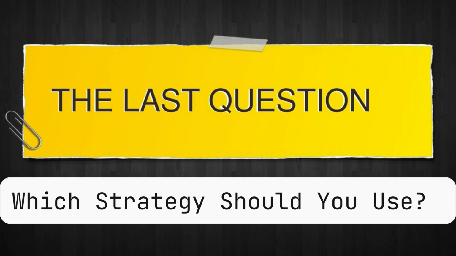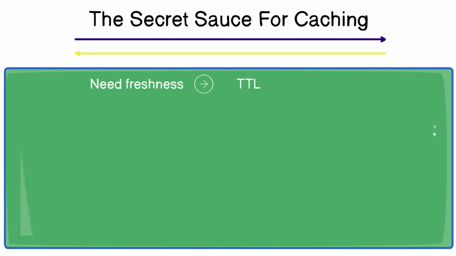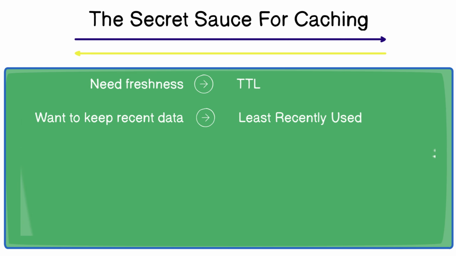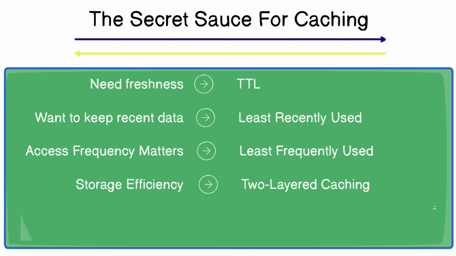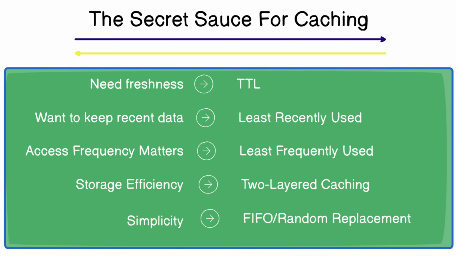Now to the final question, which strategy should you use? You need to understand that there is no one size fits all solution. It depends on your use case. If you need freshness in data, you can use TTL. If you want to keep recent data, then you can use least recently used approach. And if frequency matters to you, then you can use the least frequently used approach. If you need storage efficiency, you can try out the two-layer caching strategy. And for simplicity, you can go for first in, first out or random replacement.